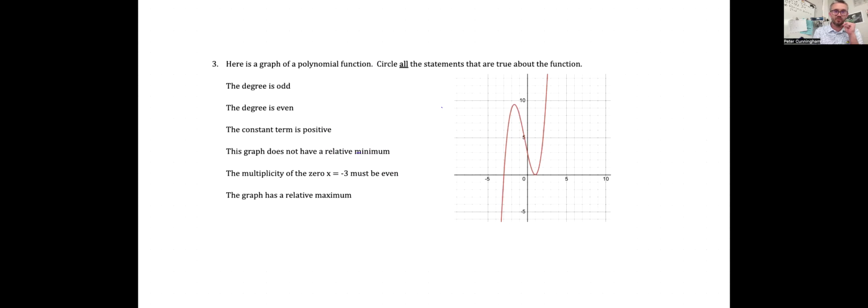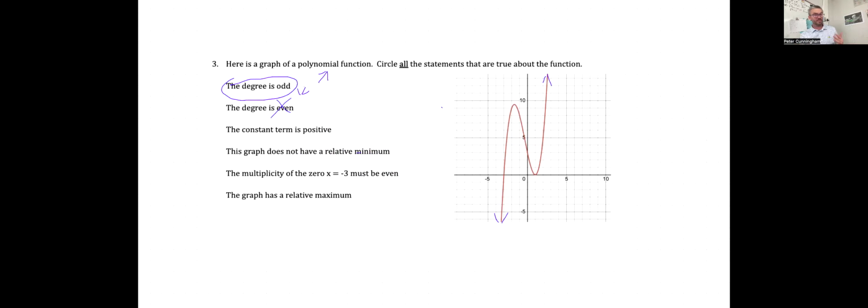Is the degree odd? Well, if it were odd, it would either go up and down or down then up. This is doing opposite, right? The dance that I'm doing, it's going opposite. So yes, the degree is odd because we're going opposite. If it's odd, it's not going to be even, so that can't be true.